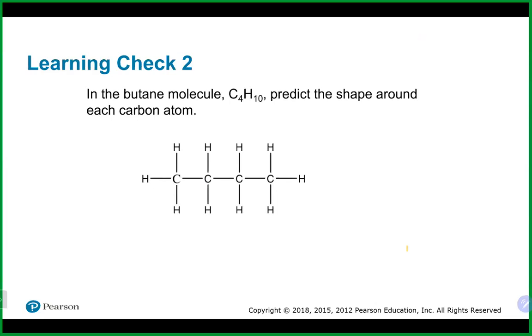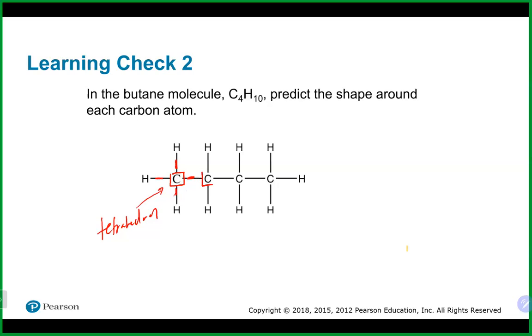All right, so in butane, we want to predict the shape around each carbon. So let's take a look at it. Once again, when we're doing our shapes, we want to look at electron pairs and also number of bonds. So once again, that is 1 electron pair, 2 electron pairs, 3 electron pairs, 4 electron pairs, and 4 bonds. So this guy would be, again, tetrahedral.